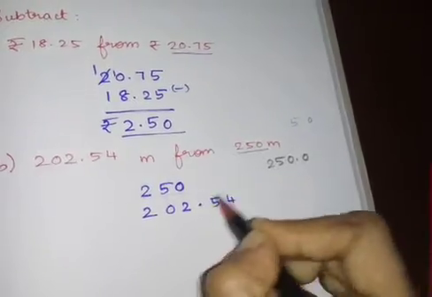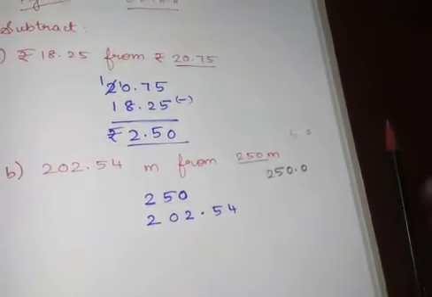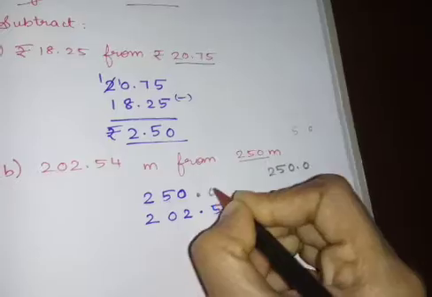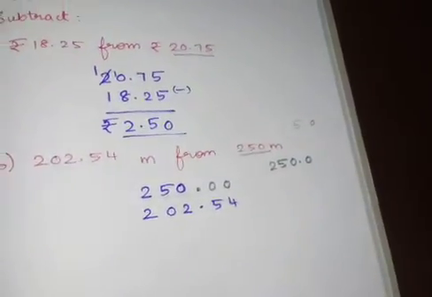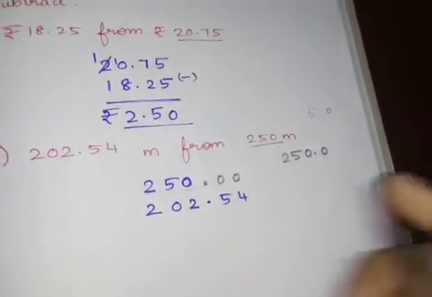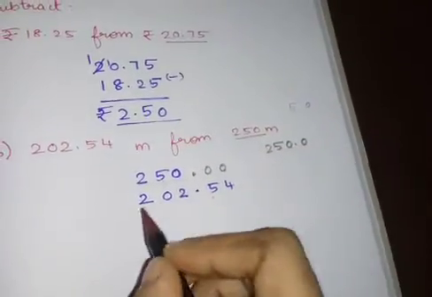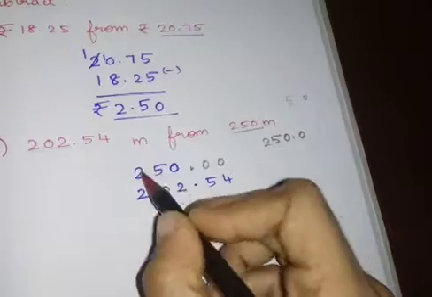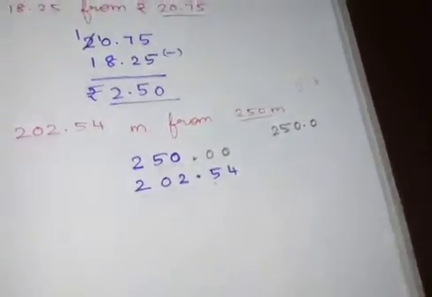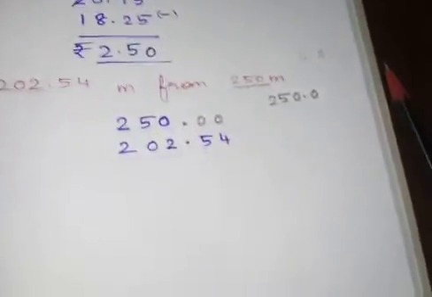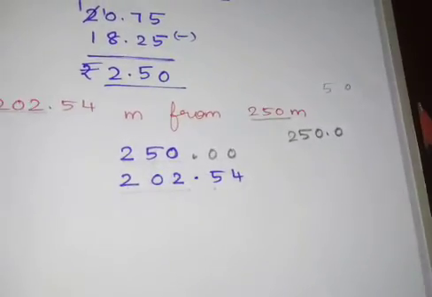If there are no zeros here, what will you do? You can insert zeros like this, 0.0. You can insert as many zeros as you want. But here there is a decimal part, so you should write it in the decimal part. This number is in the whole part, so you write it below this. Now what are we supposed to do? We have to subtract it.